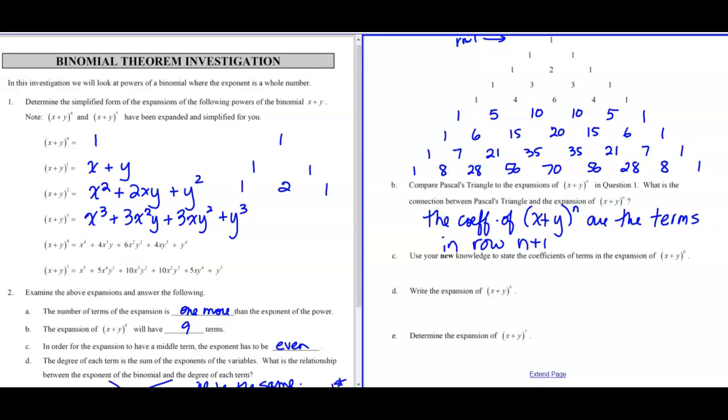So use your new knowledge to state the coefficients of the terms in x plus y to the 6, okay? So that's the exponent. They're going to be the terms in the 7th row, which we've done, right? So 1, 2, 3, 4, 5, 6, 7. Okay, so that's going to be 1, 6, 15, 20, 15, 6.